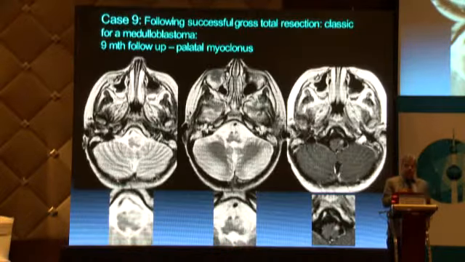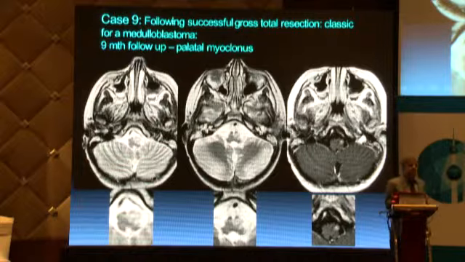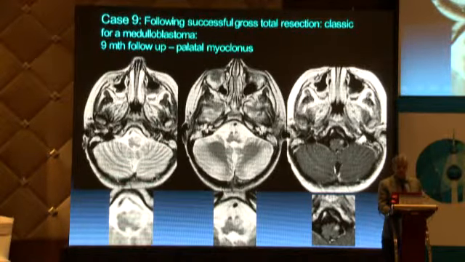So following successful gross total resection, GTR as they say in neuro-oncology rounds, this is a 9-month follow-up and this child presented with palatal myoclonus. Now if you look at the images through his medulla, there is a little swelling over here and a little enhancement over here. I've magnified these images for you so that people don't get confused.